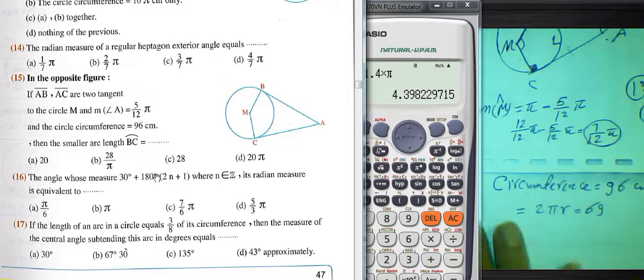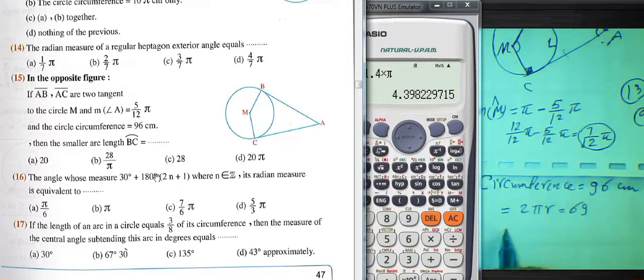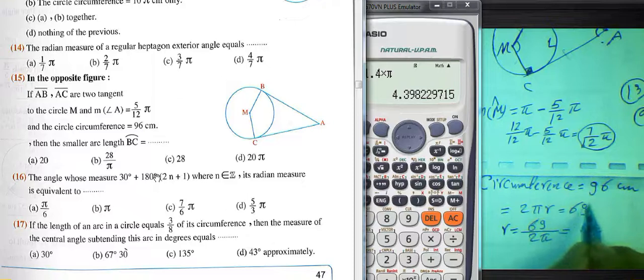So the radius equals 96 over 2 pi. Sorry, again, the circumference equals 96 centimeters.